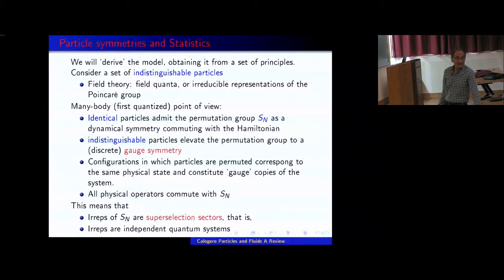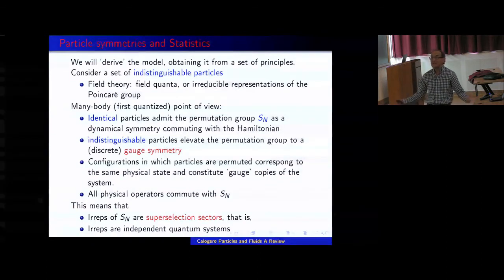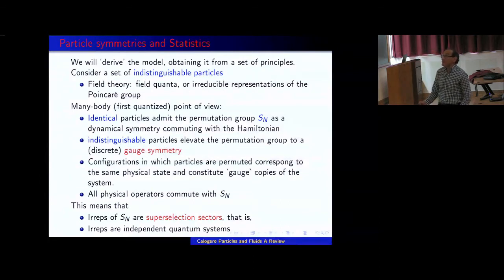Such symmetries are called, as you know, gauge symmetries. A gauge symmetry is a non-physical symmetry, a symmetry that does not produce a physical change to the system, and relabeling the particles is exactly one of those. And therefore, you should really quantize that as a gauge symmetry. That tells you immediately that all irreducible representations of that symmetry are superselection sectors. If you start with such a representation, you can never move physically to another representation. No Hamiltonian or conceivable perturbation will do that. And different representations essentially correspond to independent quantum systems.